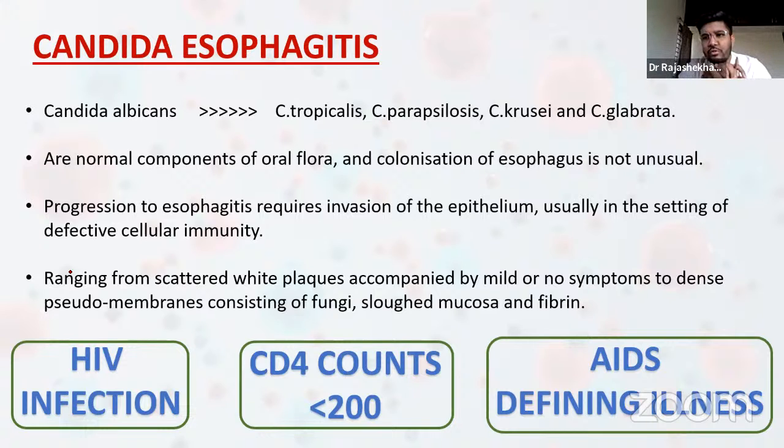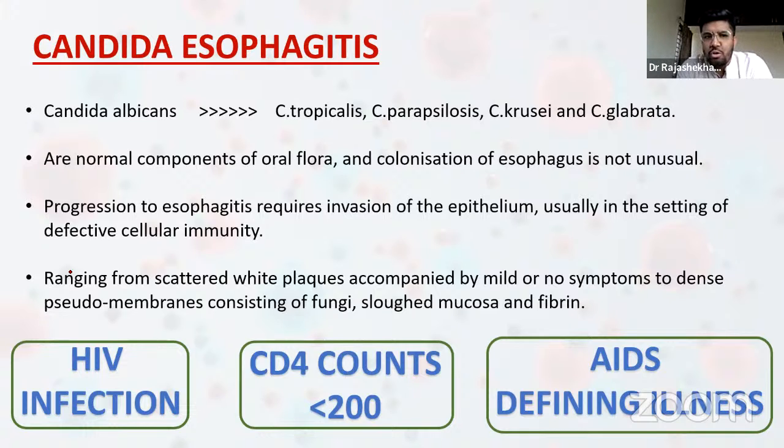Of every 10 patients you order for endoscopy, one of them is going to have Candida esophagitis, either in a diabetic or in a patient with AIDS. So it is such a common disease. Among the Candida, Candida albicans is a very common species responsible. There are other non-albicans species also, like tropicalis, parapsilosis, krusei, and glabrata. These are rare organisms.